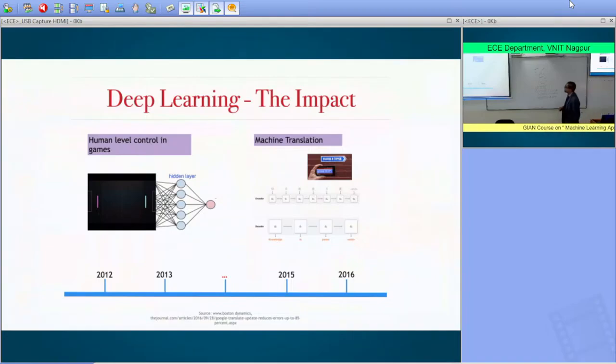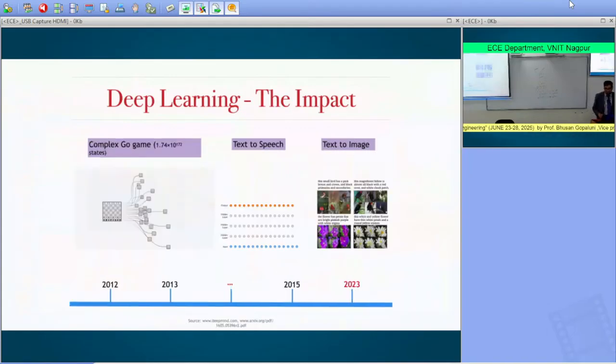Right? We can also do machine translation. Some of you probably have apps on your smartphones that can convert any language into any other language. You can do that on the fly. Complex Go game, I mentioned that already. You can do text-to-speech. That's something that we are using in our everyday activities. Text to image. We can also take an image and ask these tools to interpret or tell us what is in those images. Right.